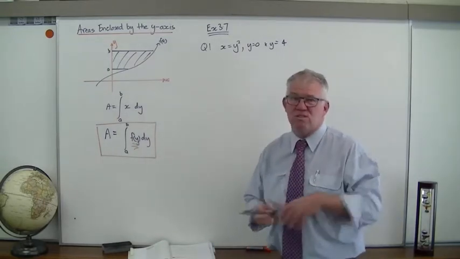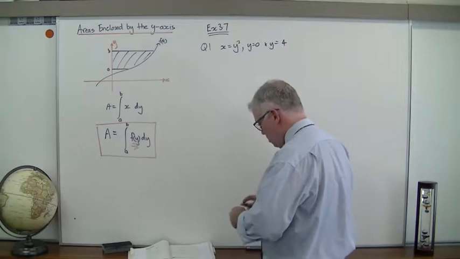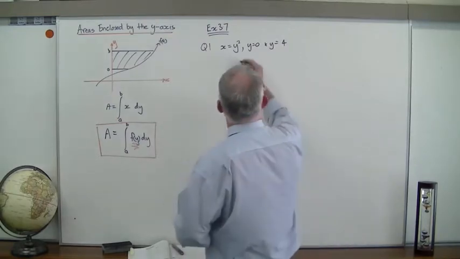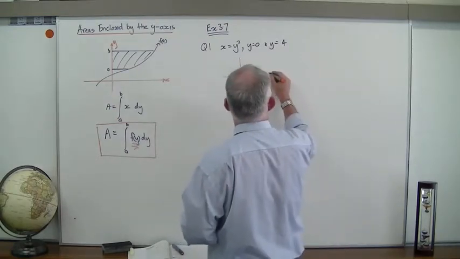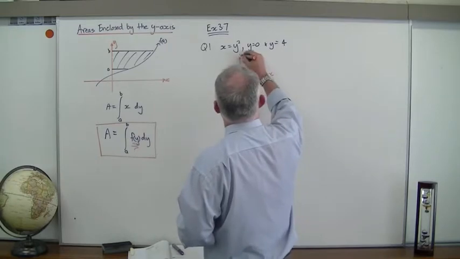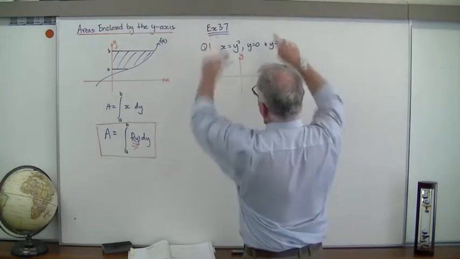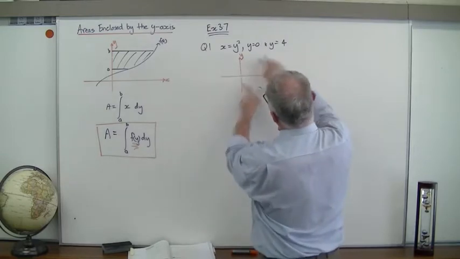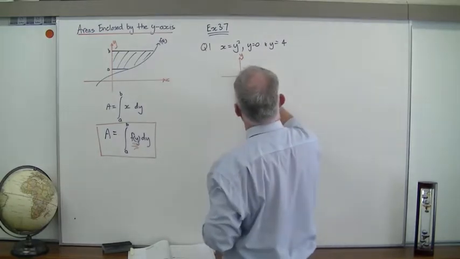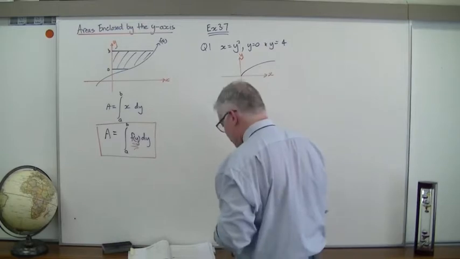It's just now it's to do with the y-axis rather than the x-axis. So a little sketch is still called for. All right, and y equals x squared is a parabola that goes like that. So x equals y squared is a parabola that goes like this. All right, looks like that.